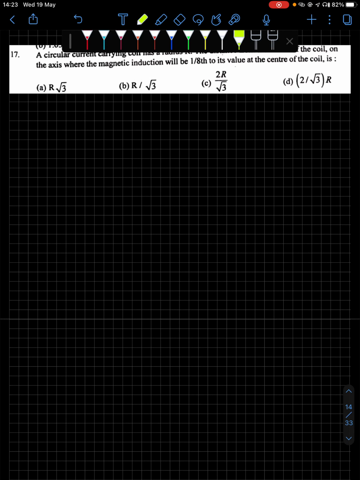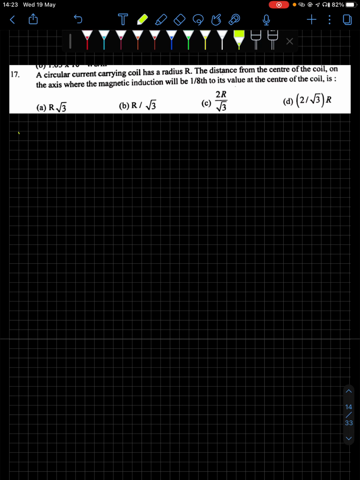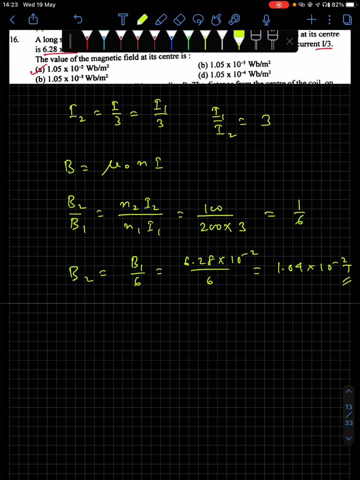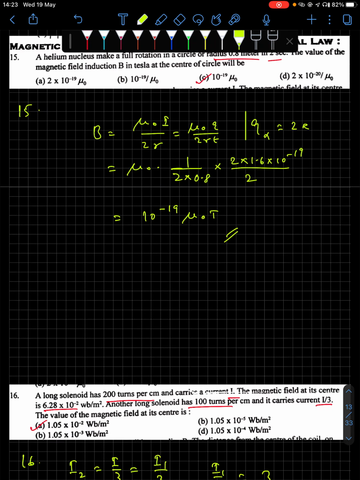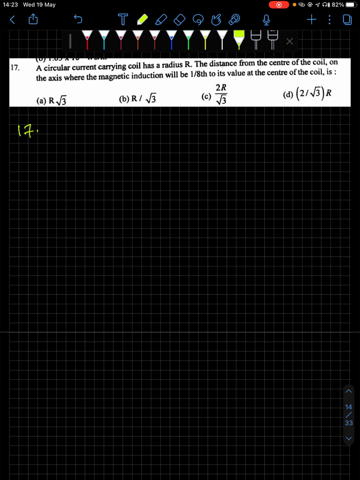Next, question number 17. A circular current carrying coil has a radius r. The distance from the center of the coil, on the axis, where the magnetic induction will be 1 by 8 of its value at the center of the coil is what? Now you have this coil, say. So this is the coil we are talking about.